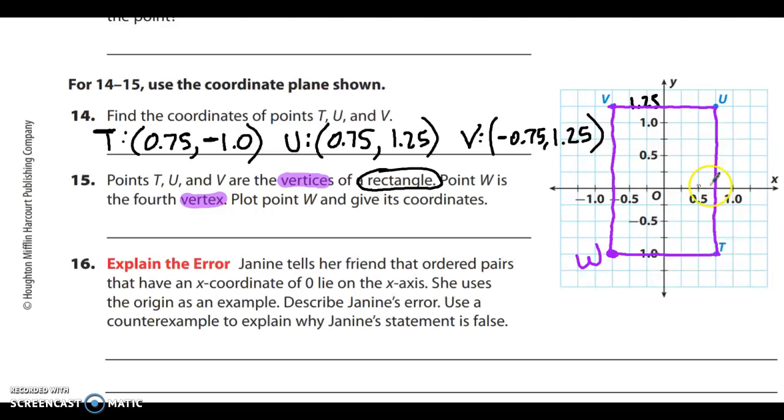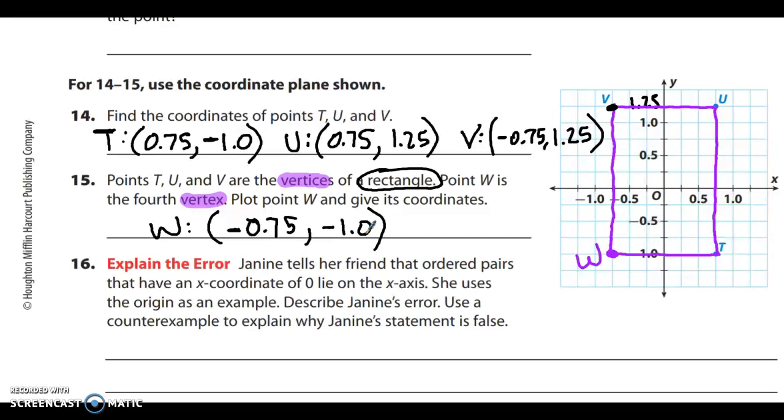The coordinates of W are going to be negative 75 hundredths, negative 1.0. We know that because the x-coordinate is the same as V. V is negative 75 hundredths, and so W is negative 75 hundredths. And then how far down did I go? I went to the left, so that's negative, and then I went down to negative 1.0. Cool. That is the coordinates of point W.